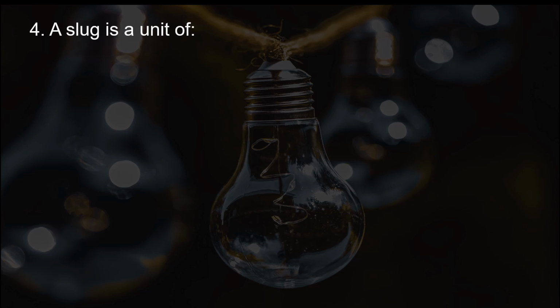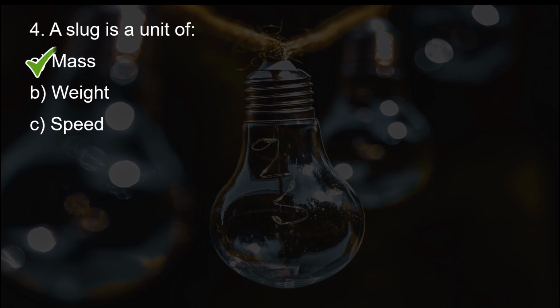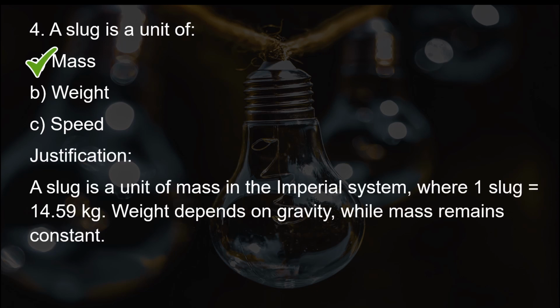Question 4. A slug is a unit of: A, mass, B, weight, C, speed. Justification: a slug is a unit of mass in the imperial system, where one slug equals 14.59 kilograms. Weight depends on gravity, while mass remains constant.